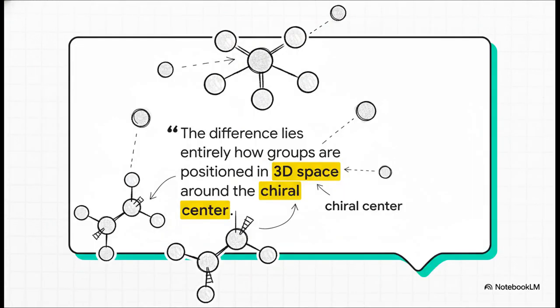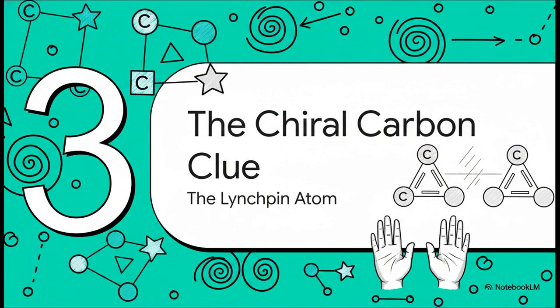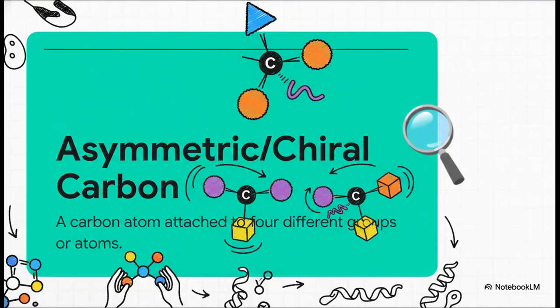Yeah, and this quote from our source material just nails it. The difference lies entirely in how those groups are positioned in three-dimensional space around something called the chiral center. So, okay, what's a chiral center? Well, it's the linchpin for this entire concept. It all comes down to a very, very special kind of carbon atom. And here it is. A chiral carbon atom is simply a carbon atom that's bonded to 4 different groups or atoms. That's the key. 4 different things attached to it. This is what creates the opportunity for different 3D arrangements. It's the pivot point for all this variety.